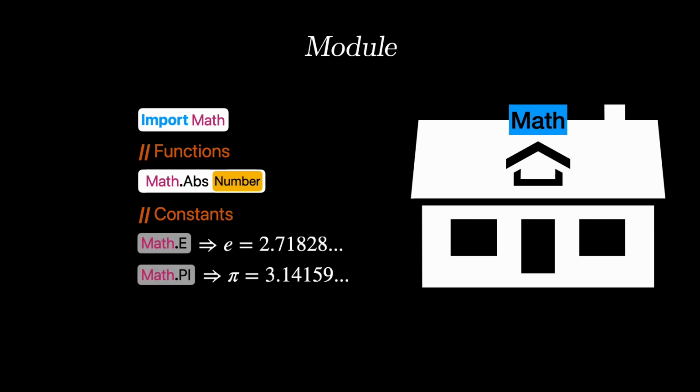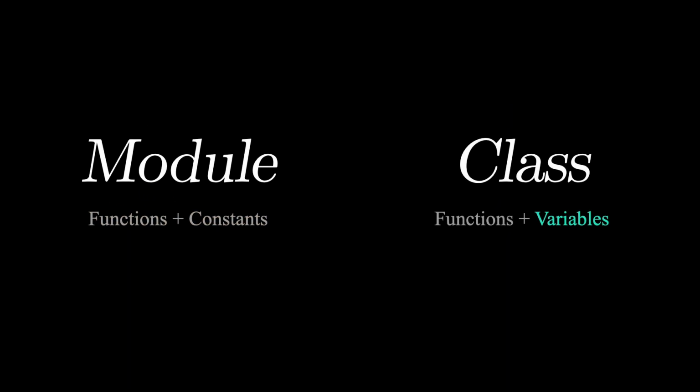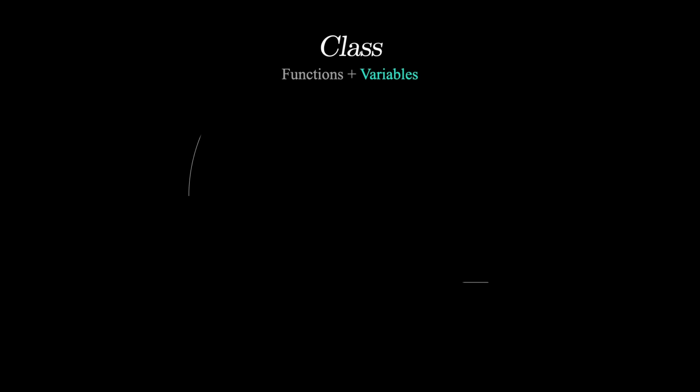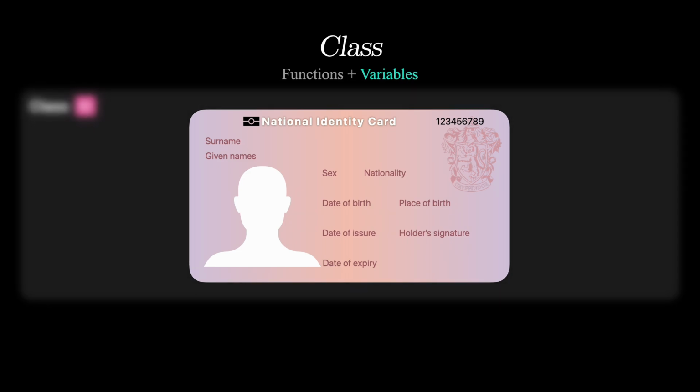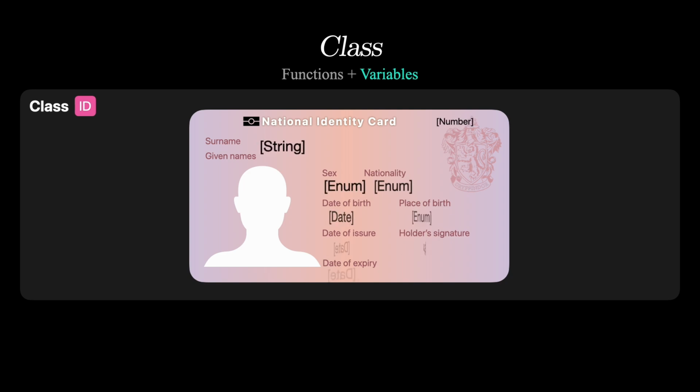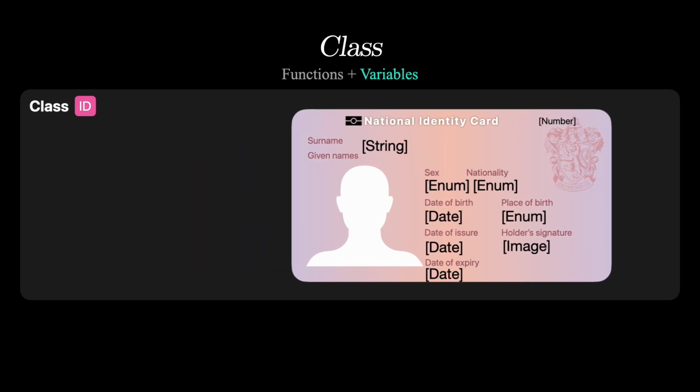As a module contains functions and constants, a class is like a blueprint that holds functions and variables. Imagine your ID card, it's got all your important details. Since every ID card has the same structure, we can create a class called ID as a blueprint. Unlike arrays, a class can hold data of different data types. Similar to a module, we can also put functions inside the class, like validate.